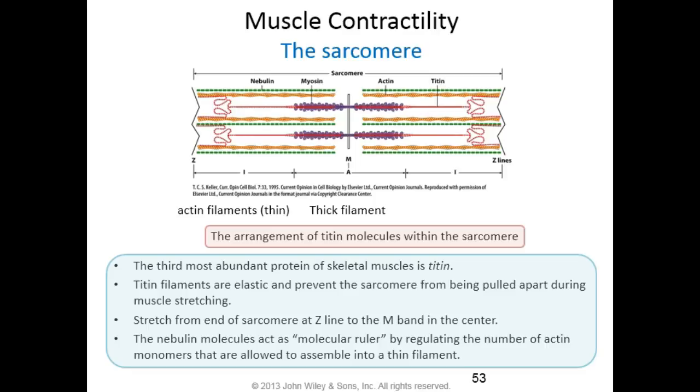And then there's one more molecule called nebulin that acts as a molecular ruler by regulating the number of active monomers that are allowed to assemble into a thin filament.